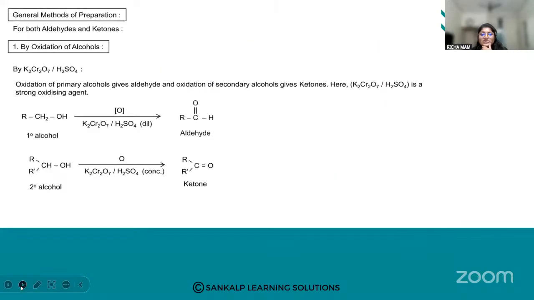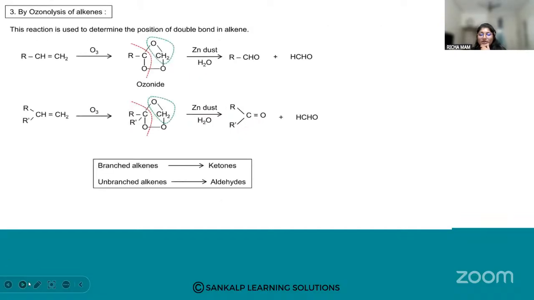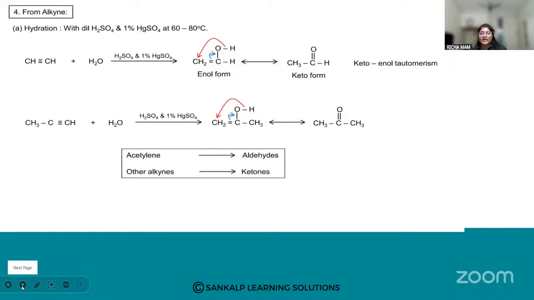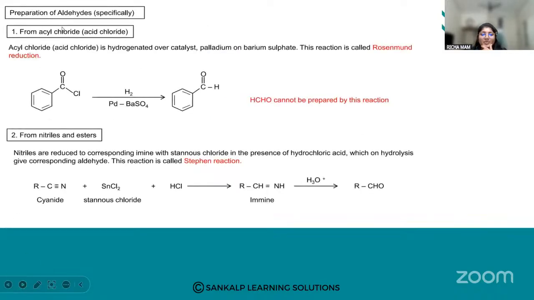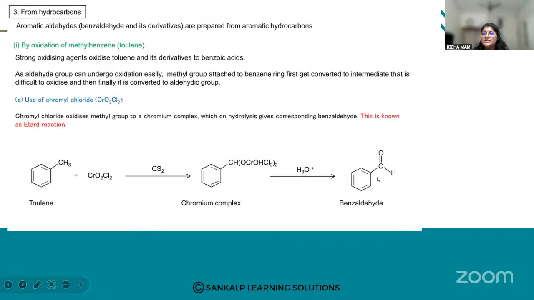Then we discussed the general methods of preparation for both aldehydes and ketones. First one was oxidation, second is dehydrogenation, then ozonolysis of alkene, and then from alkyne. Then we saw the preparation of aldehydes only: first the Rosenmund reduction and second the Stephen reaction. By using diisobutyl aluminum hydride you can also convert nitriles and esters to aldehydes. The remaining things we shall discuss in the next class.